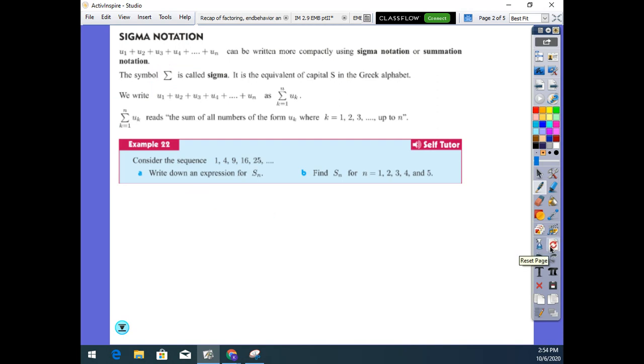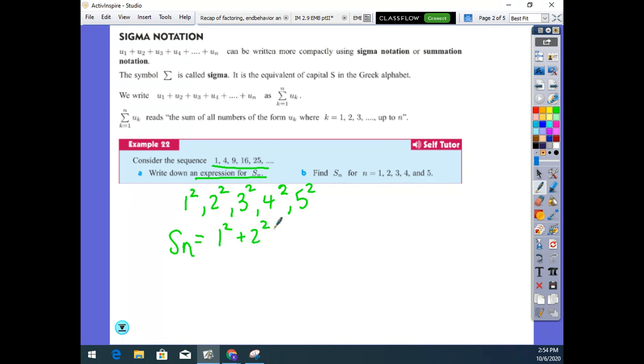All right, so first of all, if we look at this sequence of numbers, do you recognize these are all perfect squares? 1 is 1 squared, 4 is 2 squared, 9 is 3 squared, and so forth. It said write an expression for S sub n. So S sub n is 1 squared plus 2 squared plus 3 squared, and so forth, up to n squared. We're going to start at 1 and go all the way up to n.